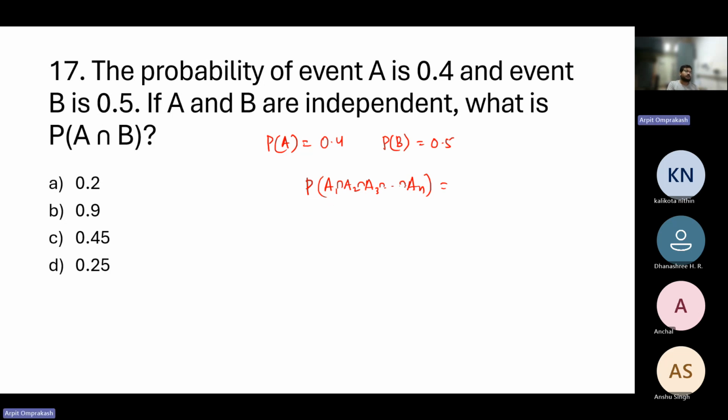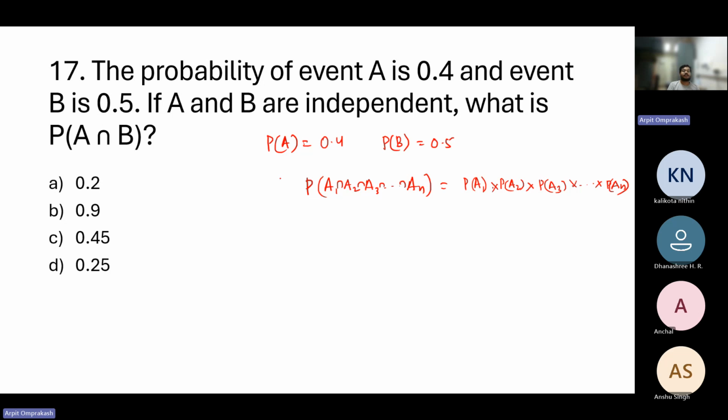So intersection is basically when we want to calculate the probability of both the events or multiple events happening together. So the probability of events A1, A2, A3 till AN, all of them happening, is basically equal to probability of A1 into probability of A2 into probability of A3 into probability of AN.